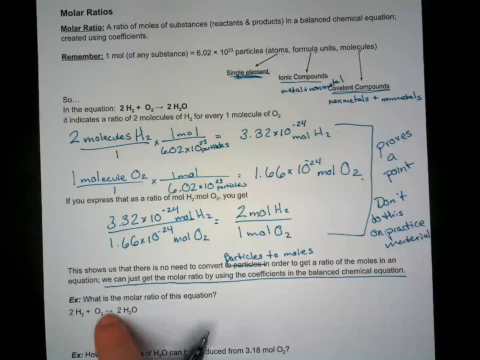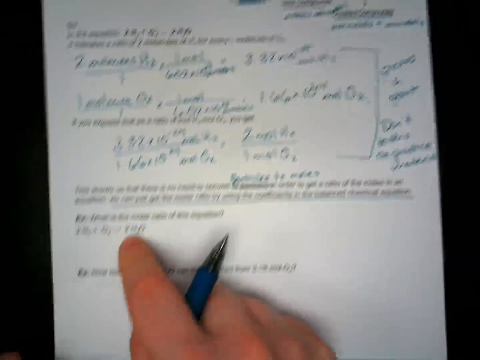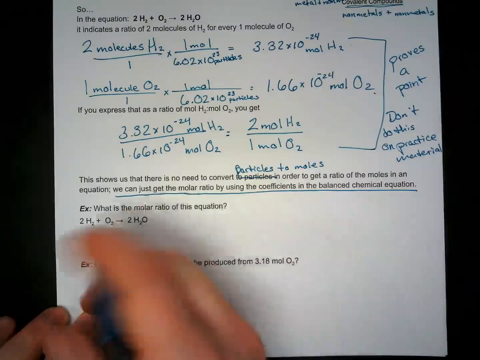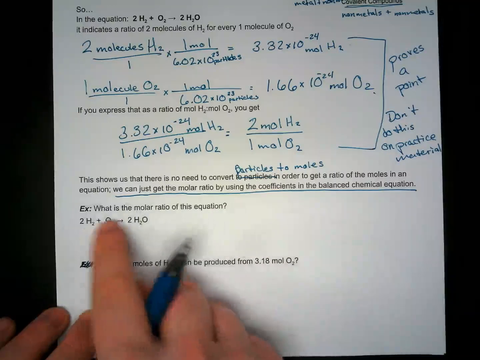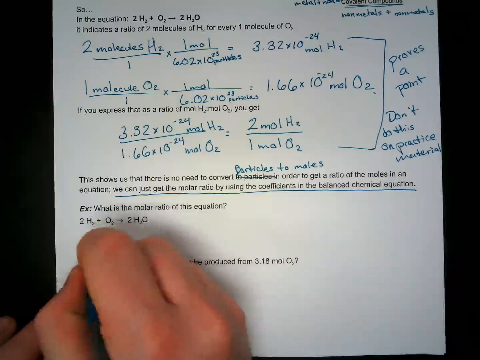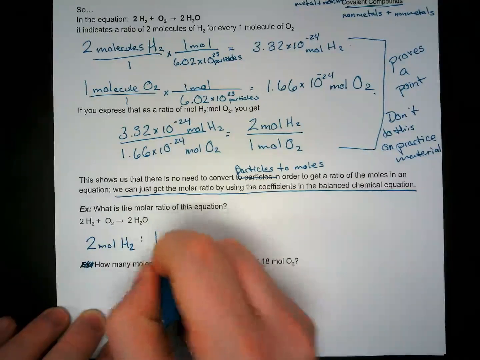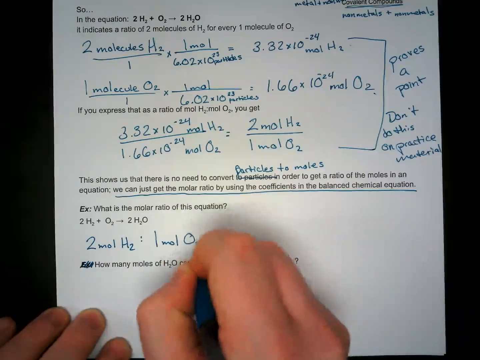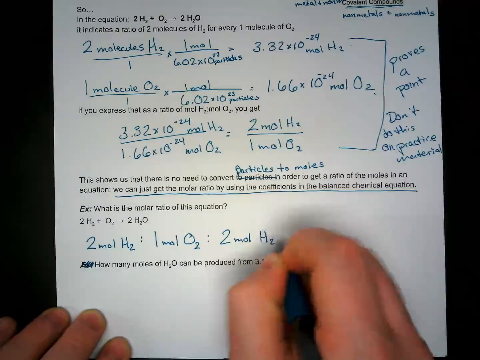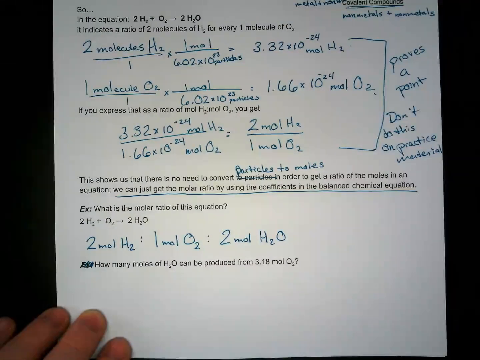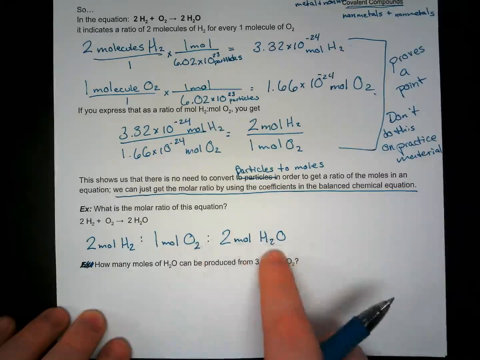So then what's the molar ratio of this equation? Now, you won't ever have questions that ask this, but we're going to write this out as a way to give us some reference here. So what's the molar ratio? Well, we've got 2 moles of hydrogen gas per 1 mole of oxygen gas per 2 moles of water. So this would be our ratio, 2 to 1 to 2.